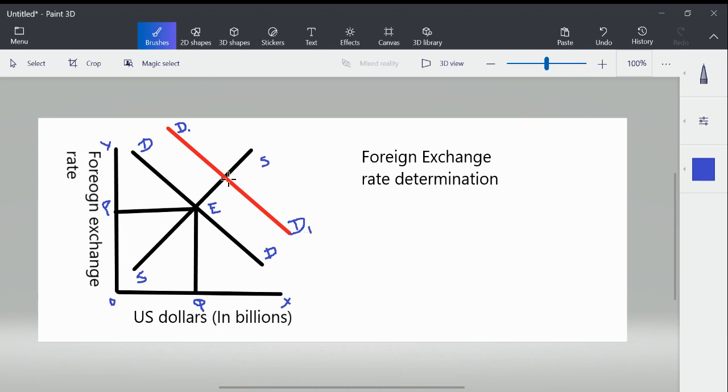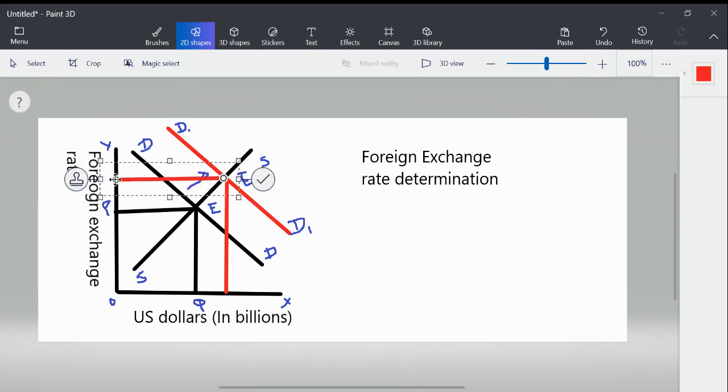So the demand increases and the supply remains the same, which means this becomes the new equilibrium point. The equilibrium has shifted because the demand curve has shifted from D to D1, and hence this becomes the new equilibrium point. As a result, this now is the new equilibrium quantity, and also this is now the new equilibrium price.